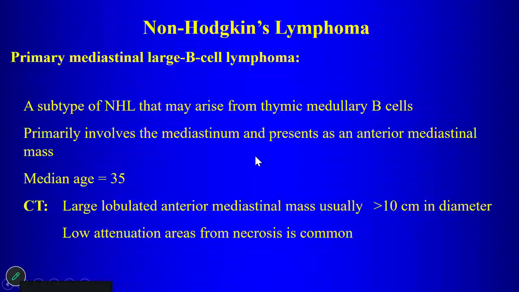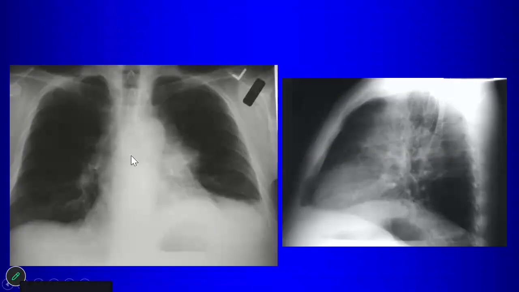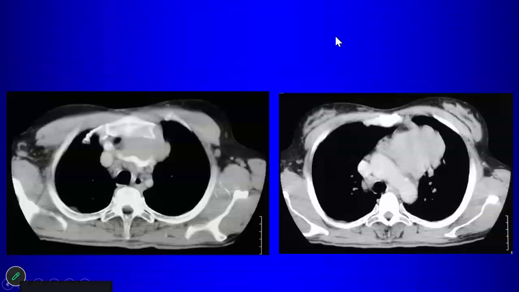Also think of this in patients who are HIV positive. Those patients are also at increased risk for lymphoma, usually non-Hodgkin's lymphoma. So these can present as these bulky anterior mediastinal masses. This was an example of non-Hodgkin's lymphoma presenting as a bulky anterior mediastinal mass. Okay?